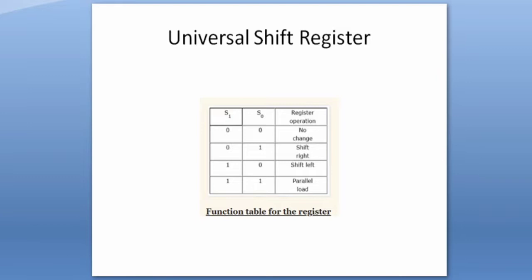Please try to remember here, 0 0 means no change. Based on these connections only we are going to give it to the multiplexer. 0 1 is shift right, 1 0 means shift left, and 1 1 means parallel load here.